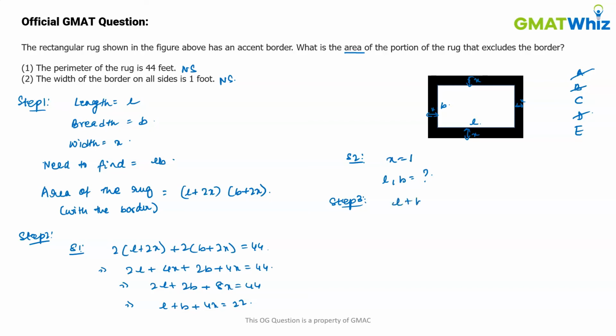As per statement 1, we have L plus B plus 4x equals 22 and x is equal to 1. Now if we plug in the value of x equals 1 into the first equation, we get L plus B plus 4 equals 22, or L plus B equals 18. Now there can be multiple combinations of the values of L and B which sum up to give us 18, but the product becomes different. So we do not find a unique value of L and B, and thus we cannot find a unique value of the area of the portion of the rug. This makes the statements together also not sufficient, and thus the correct answer choice is option E.